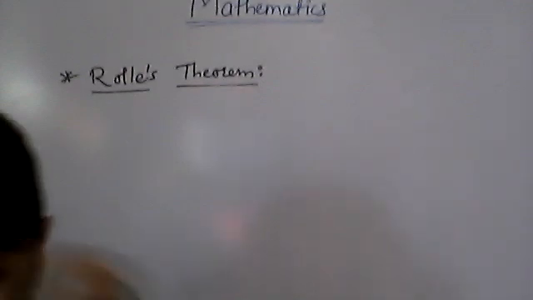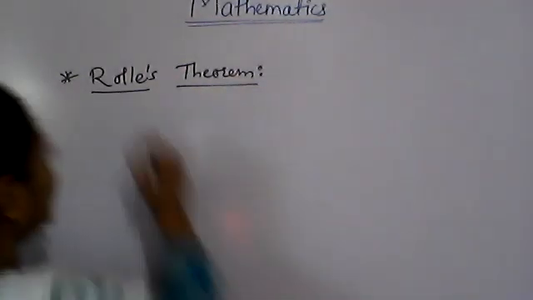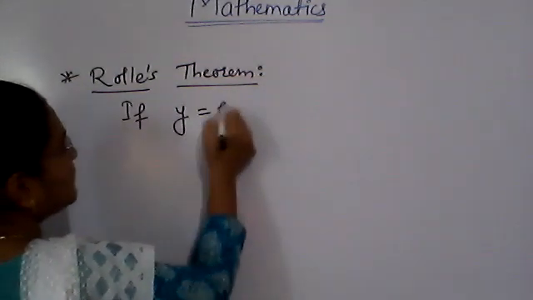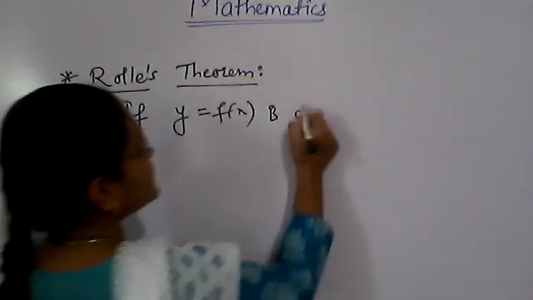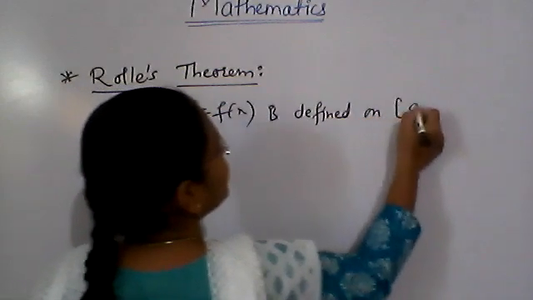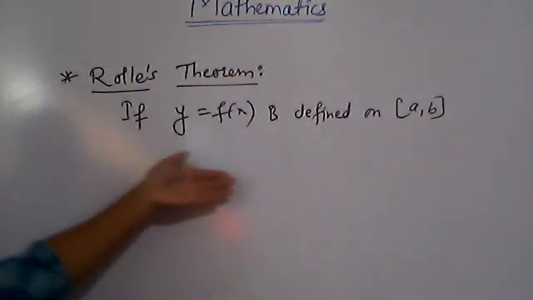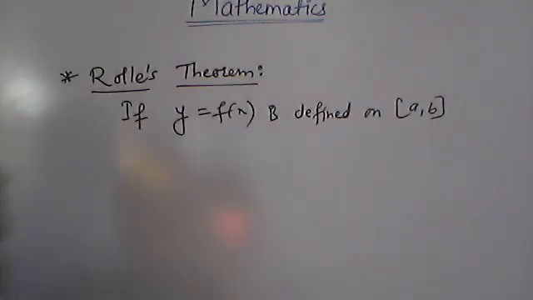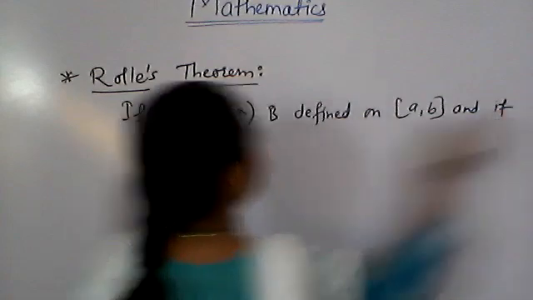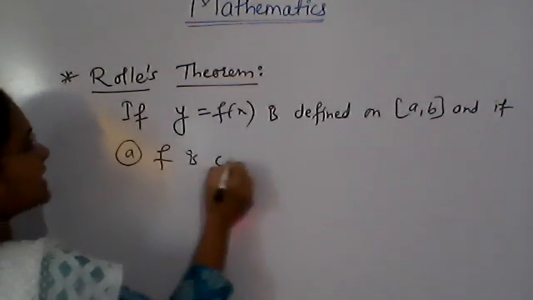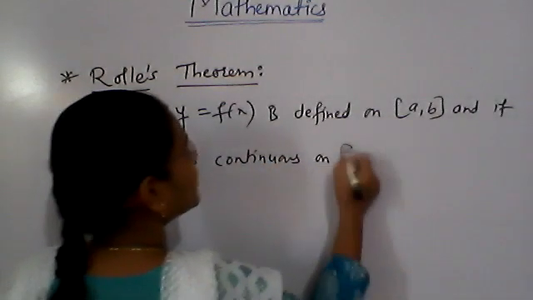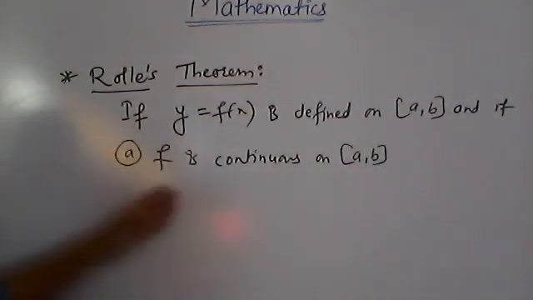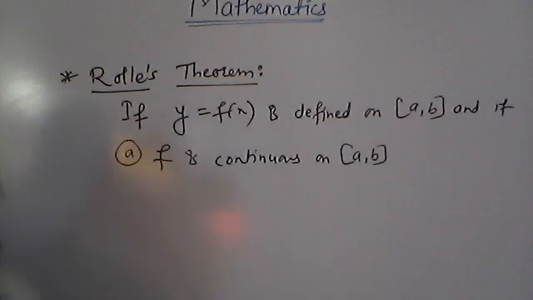Rolle's theorem. If y equals f of x, a function of x, is defined on the closed interval a comma b, and first, f is continuous on the closed interval ab (these conditions are very important), second, f is differentiable in the open interval ab.